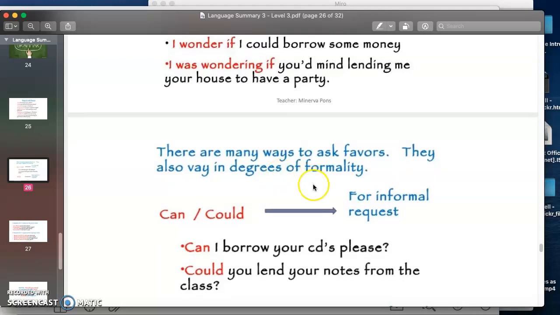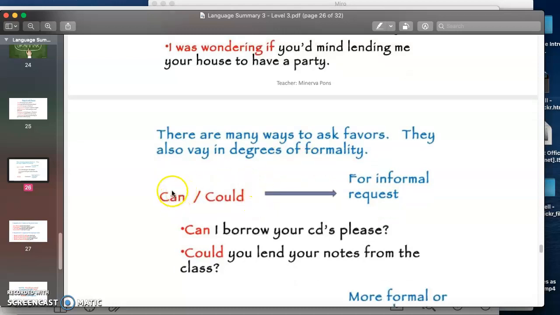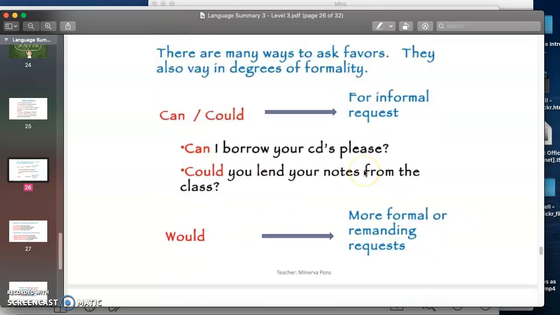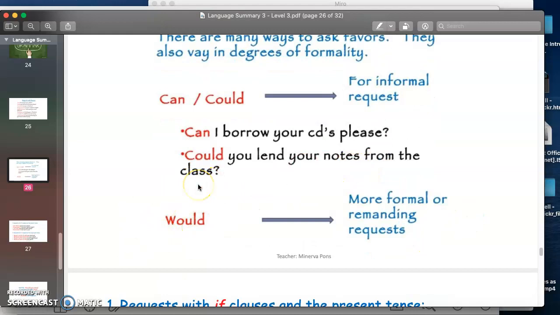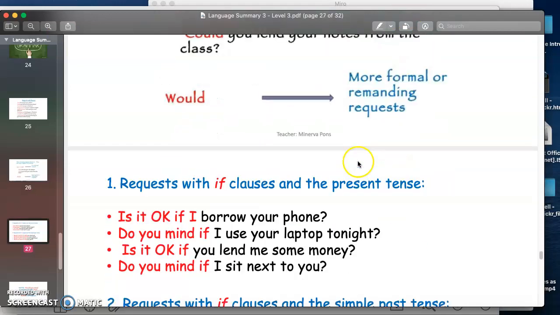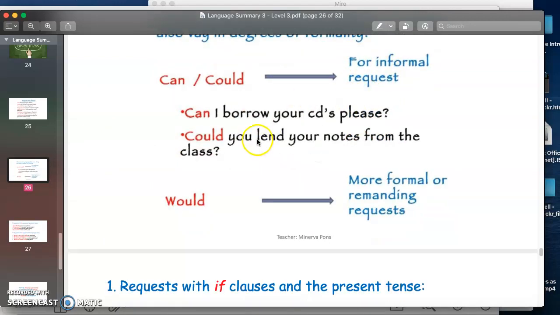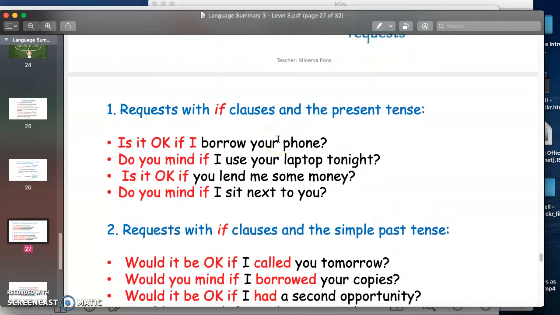So that means that there are going to be formal ways to ask for favors and informal ways to ask for favors. When we use can and could, we use these two for informal requests. Can I borrow your CD please? Could you lend your notes from the class? Then we have would, which is another modal, and this is for more formal or demanding requests. So that's clear. It's very, very simple. Can I borrow? Could you lend me? It's a very simple sentence.